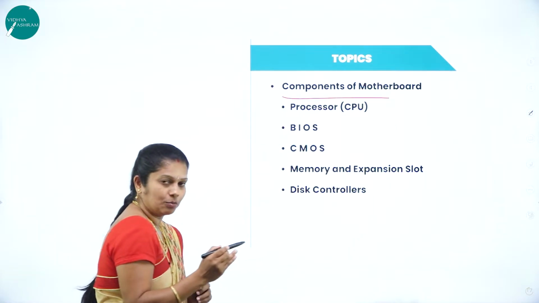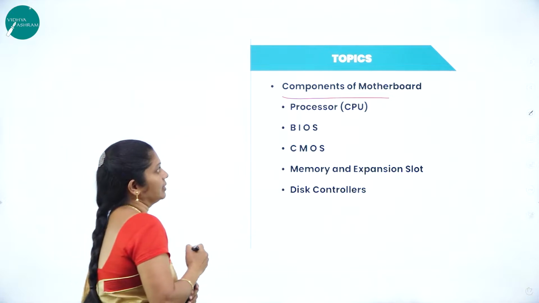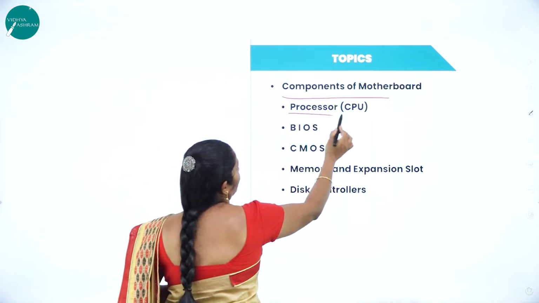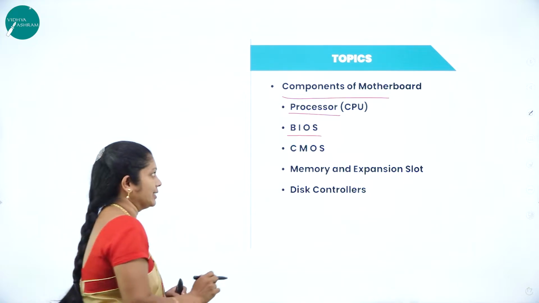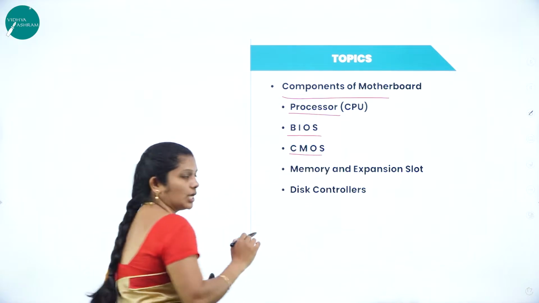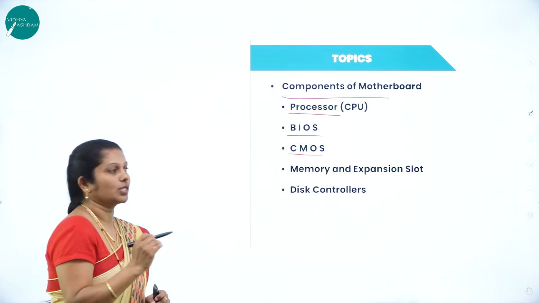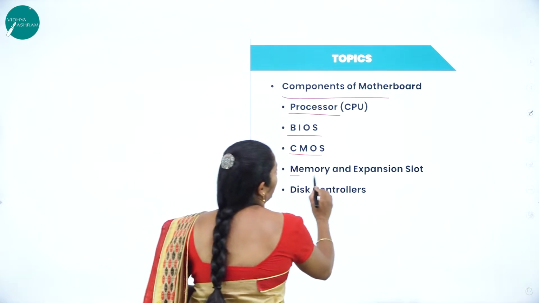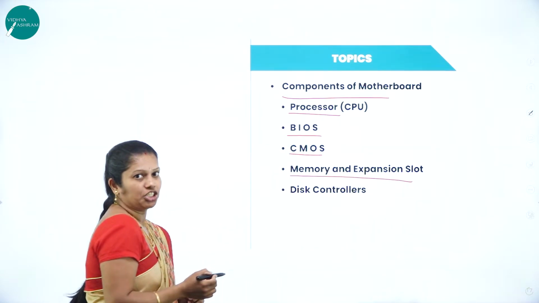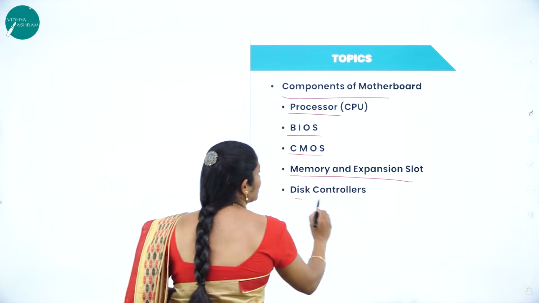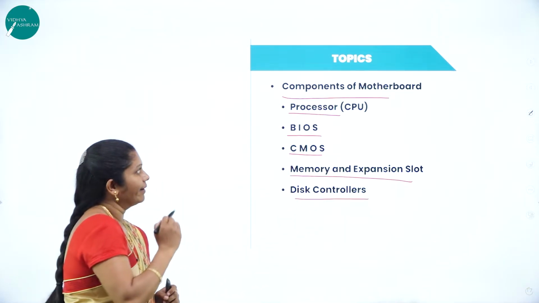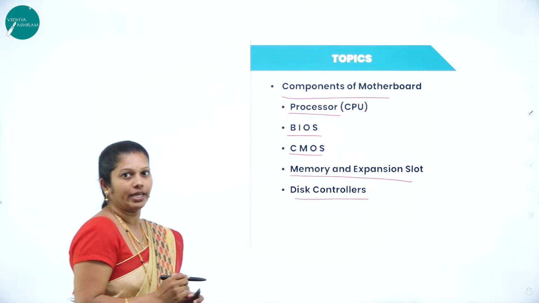What do you mean by motherboard? Which are the components under that motherboard? Processor, BIOS, that is basic input output system, then CMOS, that is complementary metal oxide semiconductor, memory and expansion slot, which are the different types of expansion slot, as well as disk controller. Regarding that, in this class, you will come to know.